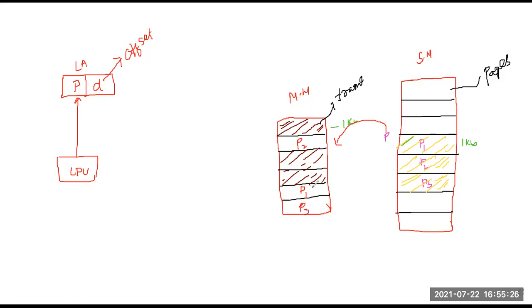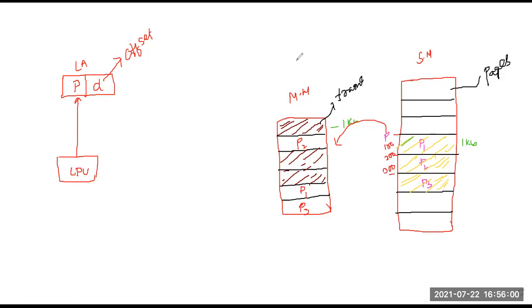Page 1 can be here, page 3 can be here, page 2 can be here, but remember, they are all of the same size. Now the address of this one, suppose it is 100, the address of this one, suppose it is 200, and the address of this block, suppose it is 300. So these page addresses are 100, 200, 300.